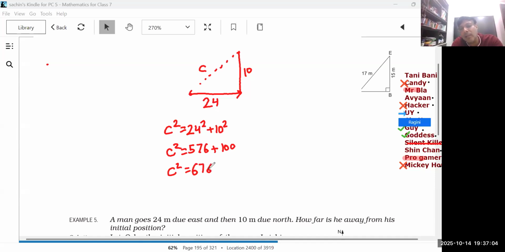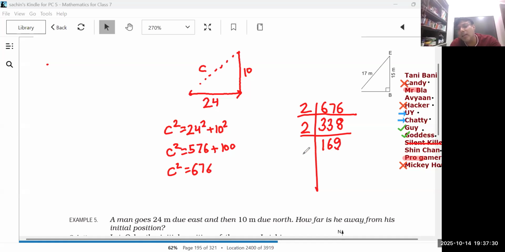676. Now guys, let's say you don't know the square root of this, then what will we do? There is a method. We do its prime factorization. There is a method to find the square root. So first 2, 338 and then I will do it 2 again, 169. Now we know that 169 is a square of 13. 13 13s are 169.